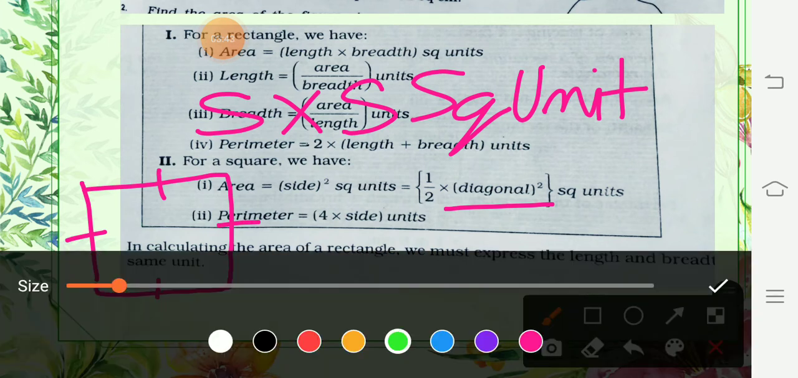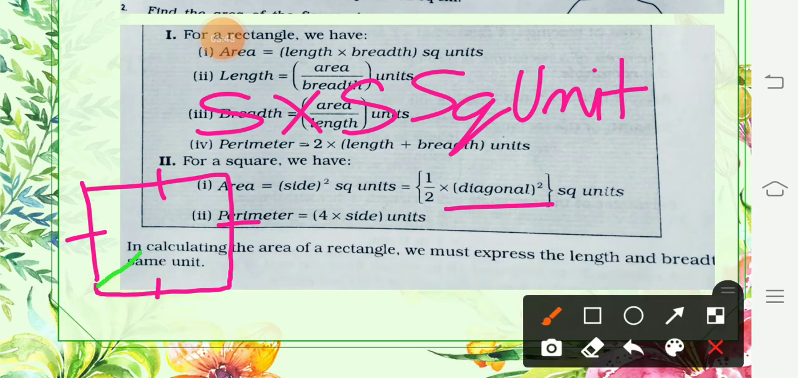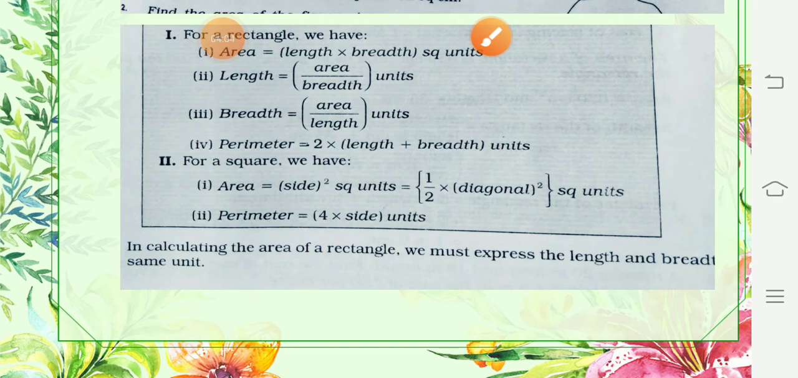If I talk to you about diagonal, so this green one, this corner to corner, is called a diagonal. So a square has how many diagonals? 2 diagonals. So if the diagonal is given, how will we find out the area? Half of the diagonal square unit. Now the perimeter we have studied already, 4 into side unit. Now one remark, in calculating the area of a rectangle, we must express the length and breadth in the same unit.